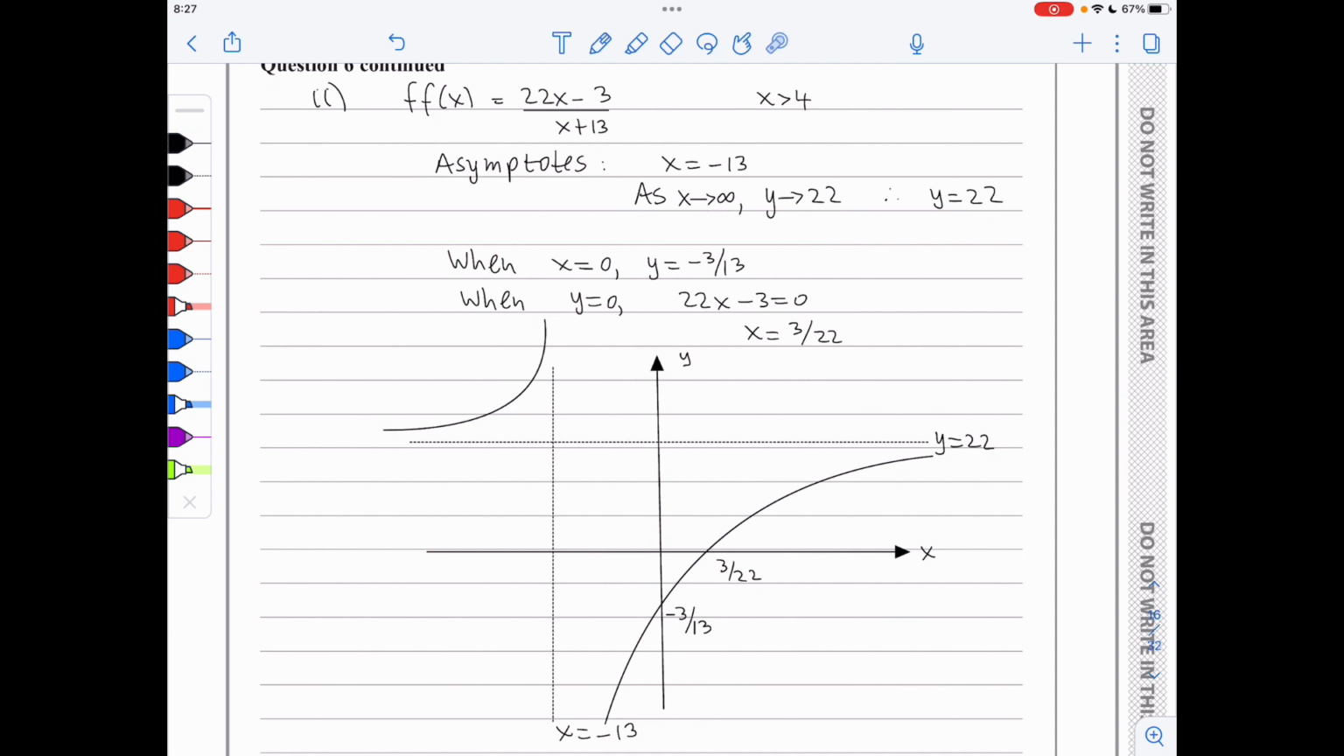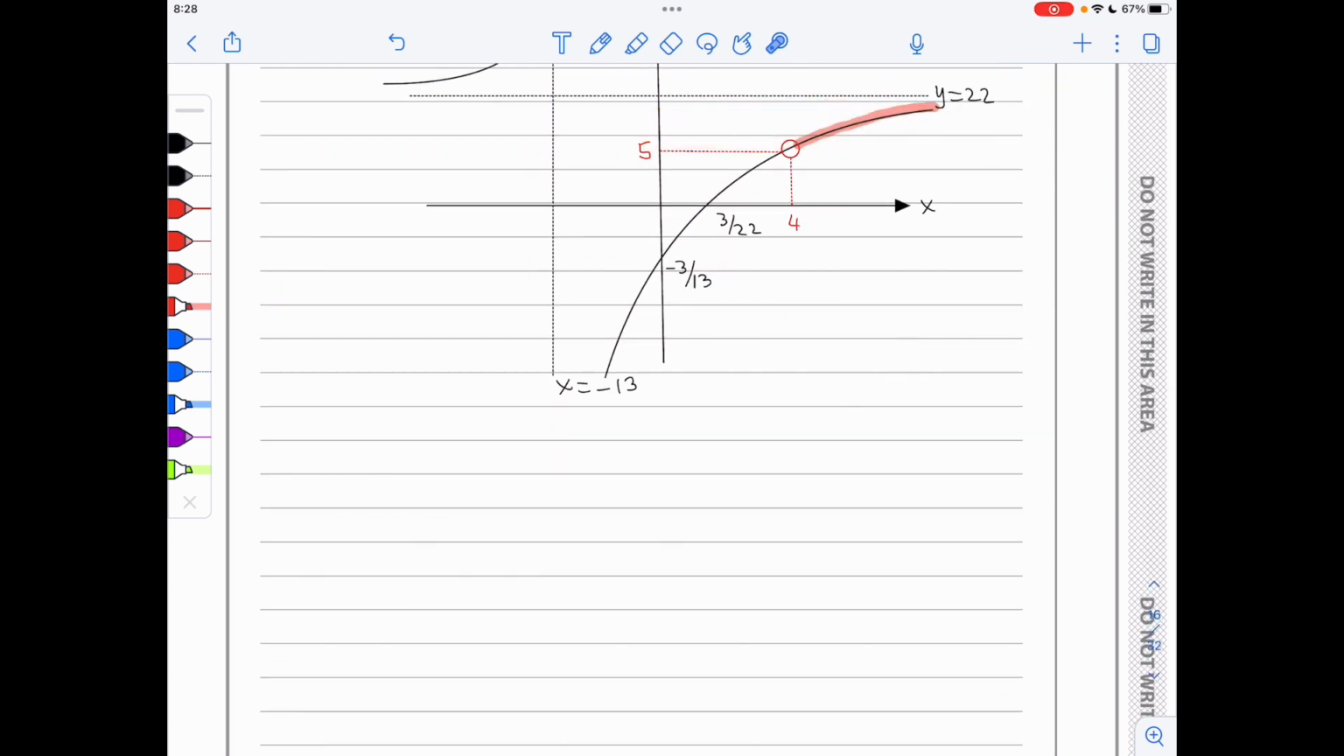Obviously, over here it's going to be something like this. And I will now apply the restriction that x is greater than 4. So 4 is somewhere here. This is the point to the right of which the function operates. So when x is 4, y turns out to be 5, and the function is this part here. So we can see that the range of this is between 5 and 22, with both endpoints not being included. So we can simply say that the range is between 5 and 22. So the range of the composite function f of f of x is 5 less than y less than 22.